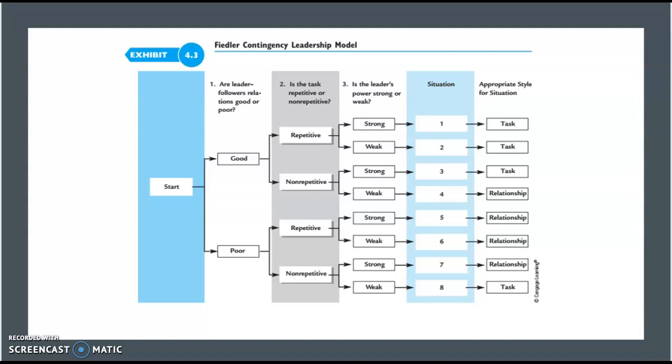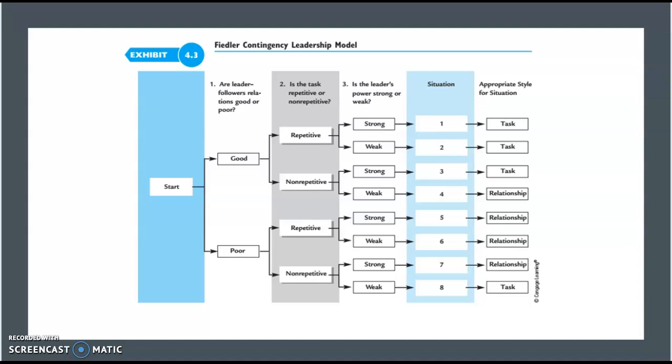Second, the structure of the task at hand. Is the work repetitive? The third and final variable is how much power the leader has. Can they assign work, hire or fire people? Can they give raises or promotions? What is their power really?